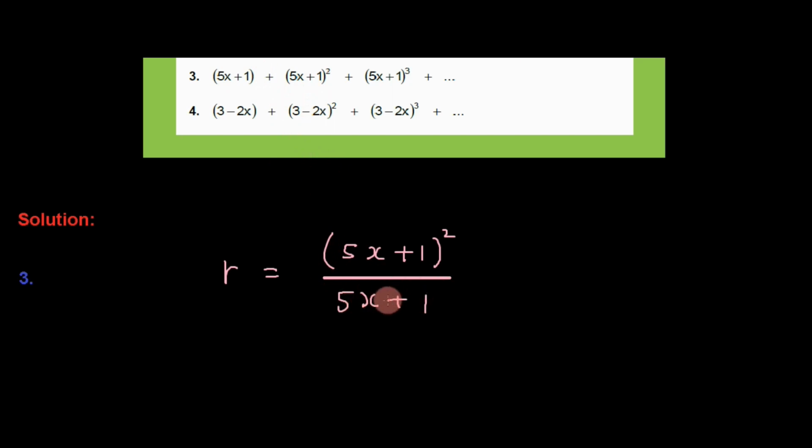So the denominator here cancels into the numerator, and we're left with 5x plus 1. Since r must be between positive and negative 1, we can say then that 5x plus 1 must lie between positive and negative 1.